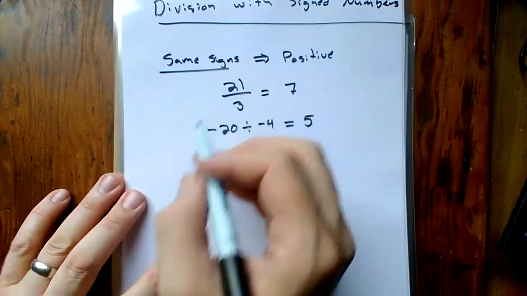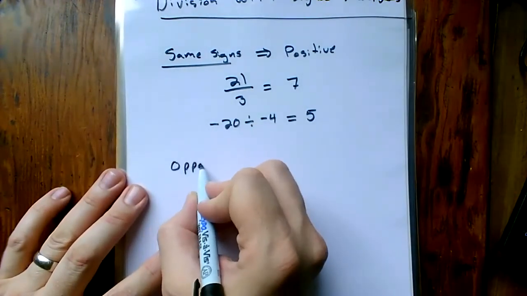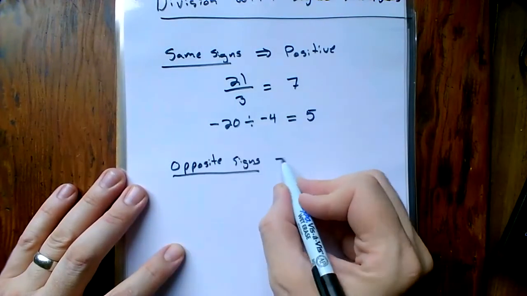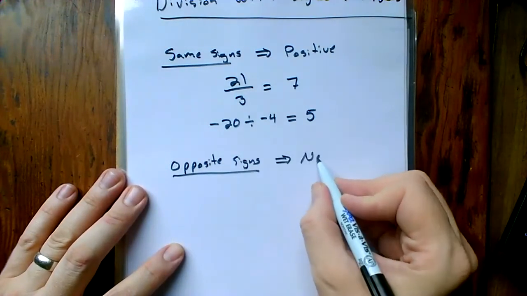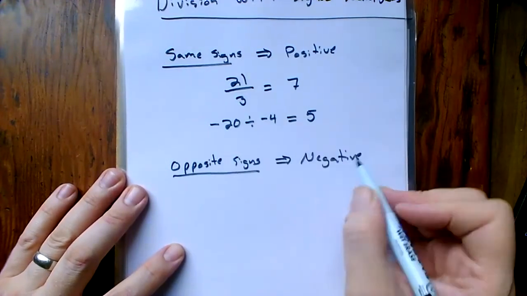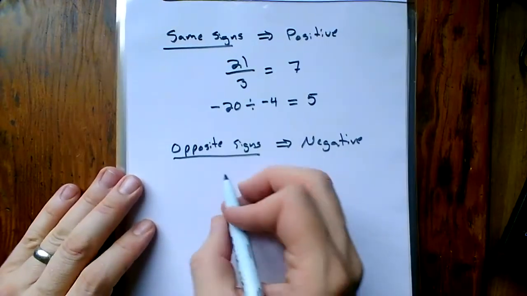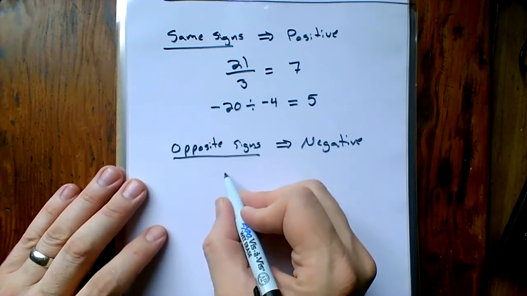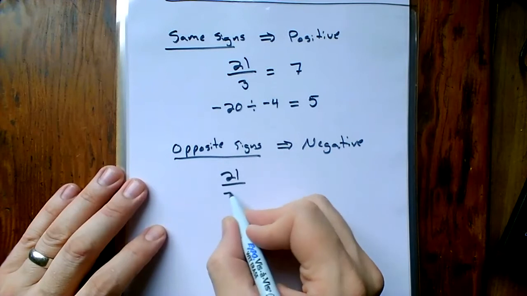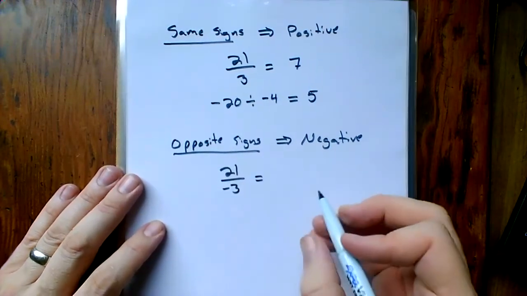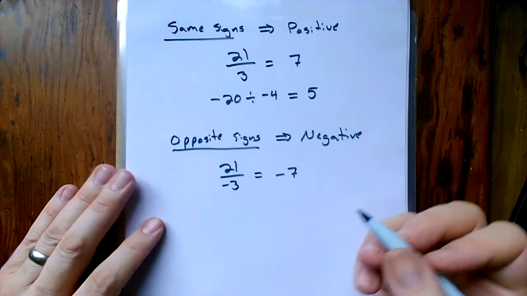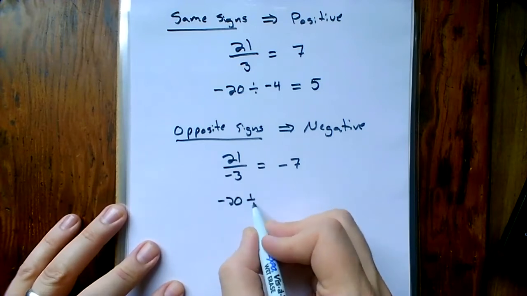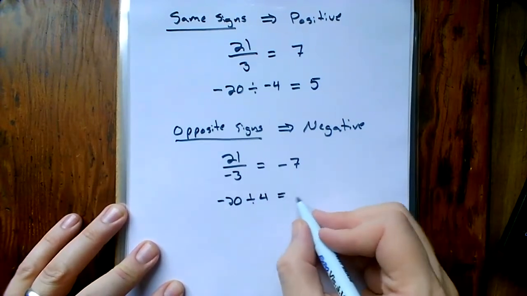If I've got opposite signs, then my result is going to be negative. So say I've got something like, oh, I don't know, 21 divided by negative 3. Positive divided by negative is a negative. It would be negative 7. If I have a negative divided by a positive, it's still negative.